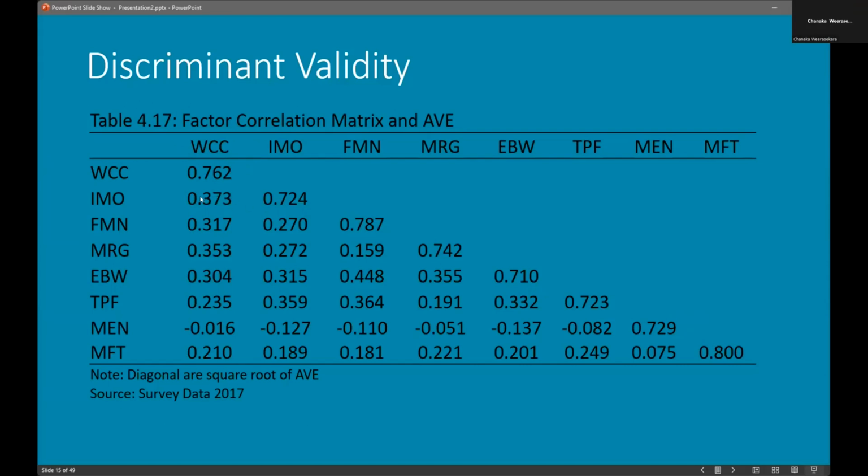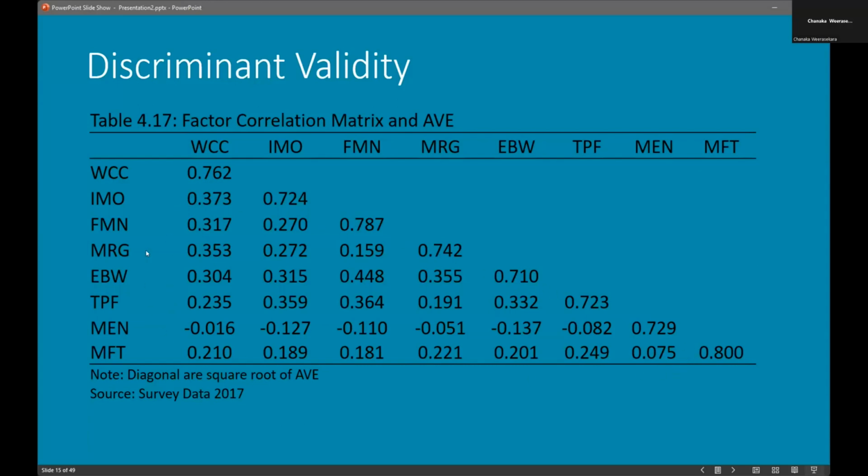The off-diagonal values are like this one, and the highest one you can find is this 448. All these values are well below the AVE value. The AVE values are more than 7, you can see every other value. This one is 8. So those values are more than 7, but every other off-diagonal value is less than 5. So it evidences that we have a good discriminant validity.